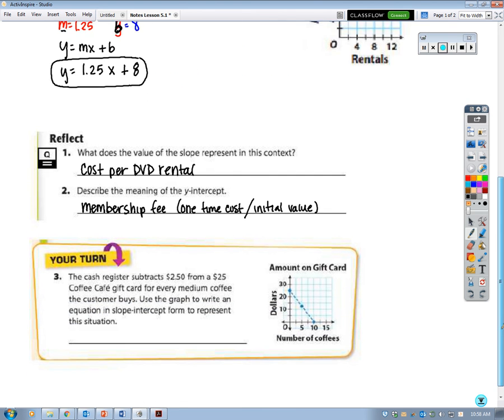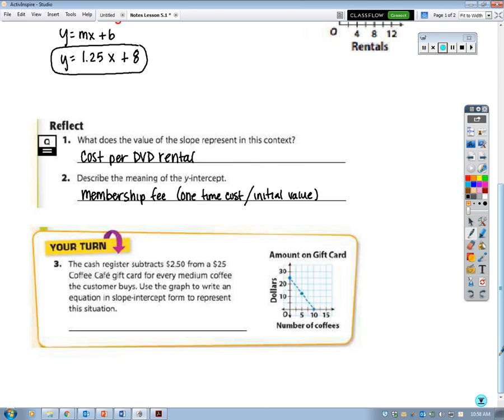So what I want you to do is try this one on your own. Pause the video, work through it, and see if you can get the equation, and then press play and see if you got it correct.